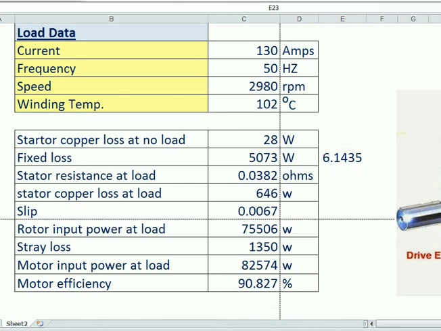Three-phase induction motors play a vital role in industry.